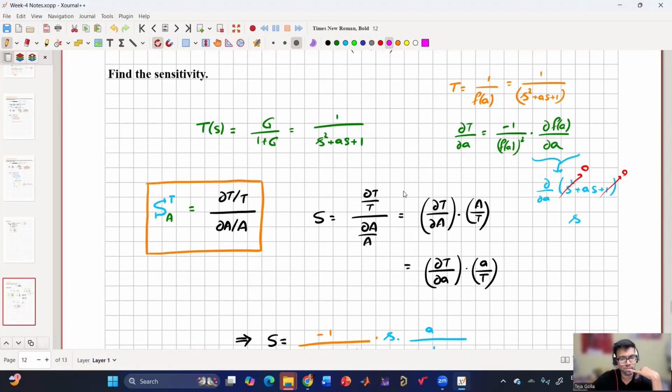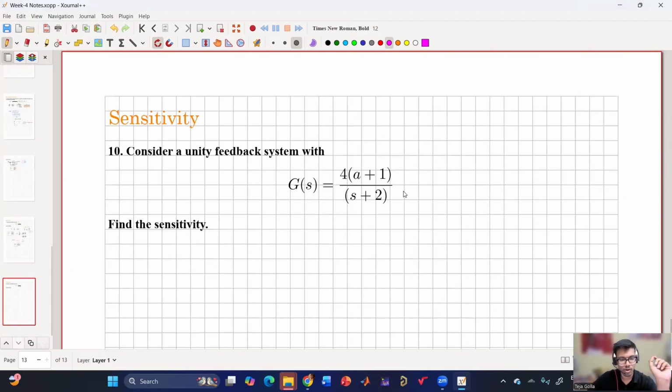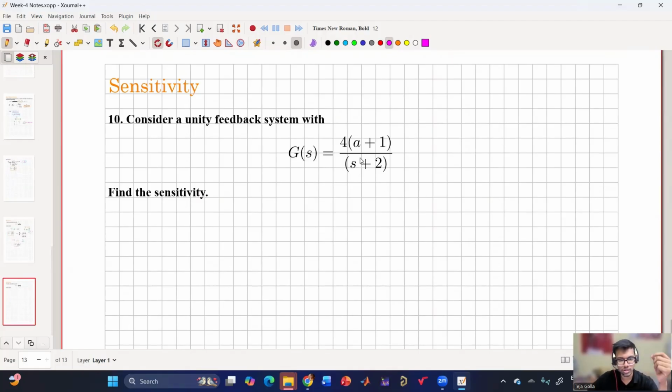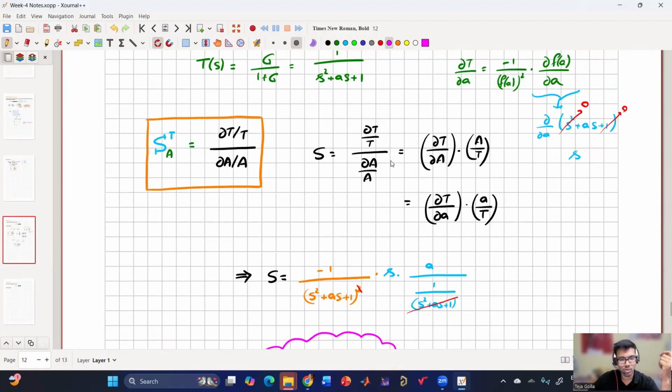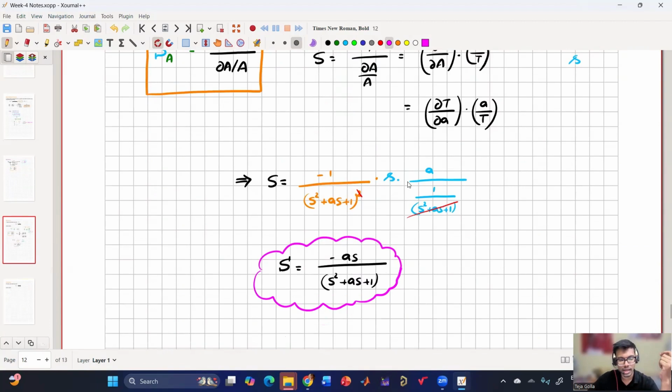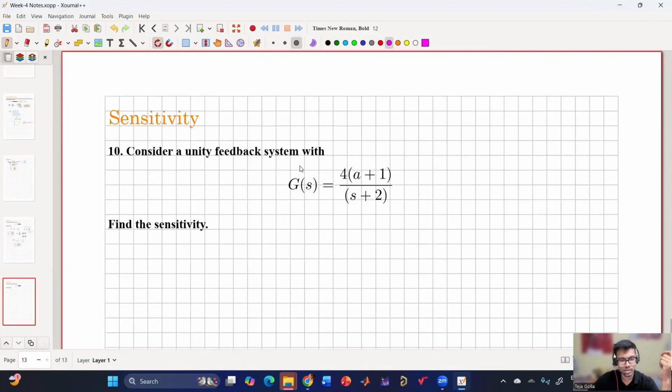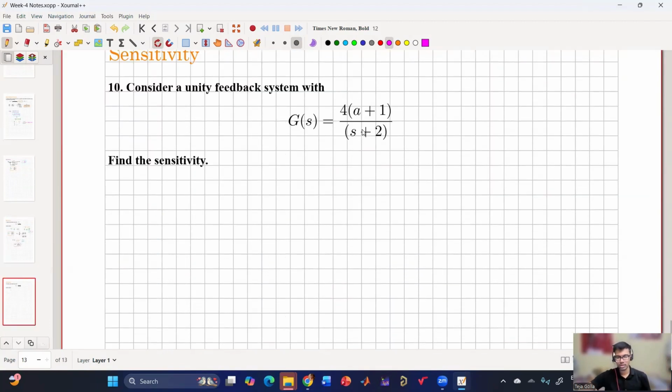Okay. So now let me solve one more problem. This is the final problem. In the last problem, a was in the denominator. Now here a is in the numerator. Again, a feedback system. Now you can do it by yourself, because in the last problem you made a small mistake, so now you'll get another chance to correct yourself. So T is nothing but G by 1 plus G, right?